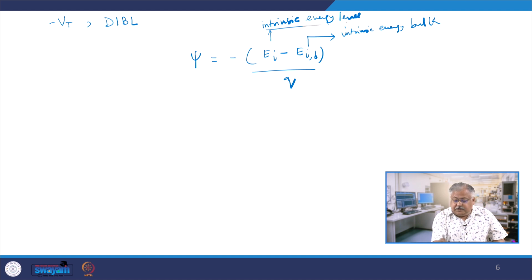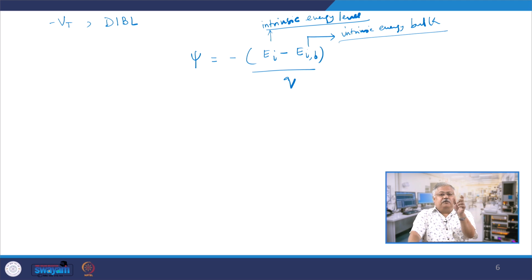So, this is at the interface silicon dioxide, and this is the bulk, right. If you subtract the difference between them and divide by Q, you get the surface potential, or the potential at that particular point. Energy by Q, because E equals Q into V, Q gets cancelled out and you are left with V. So, this psi is sort of a potential at this particular point.